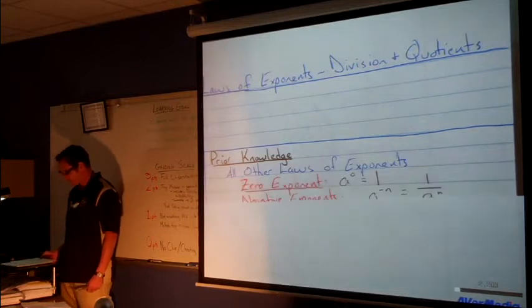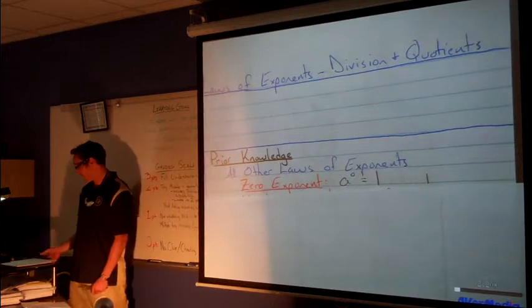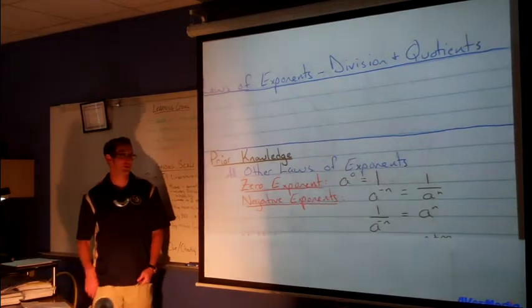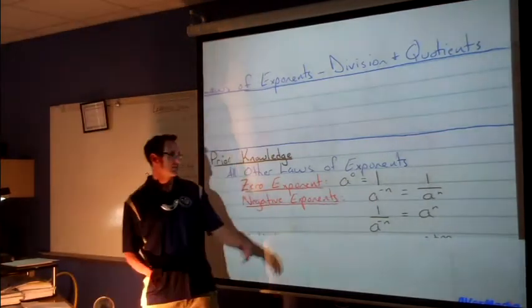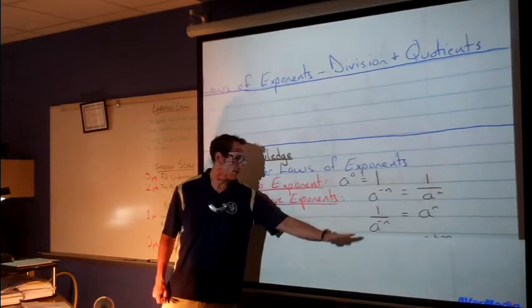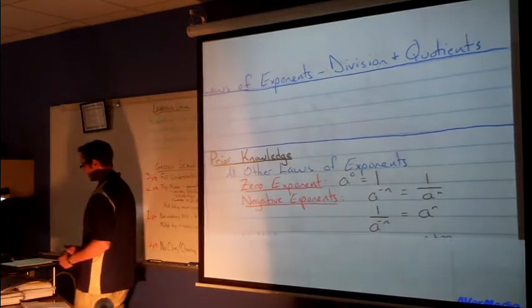We have to remember the law about zero exponents. Anything to the 0 power is 1. We need to remember the laws about negative exponents. If you have a negative exponent at the top, it moves to the bottom, and the exponent becomes positive. If you have a negative exponent at the bottom, the number moves to the top and the exponent becomes positive.